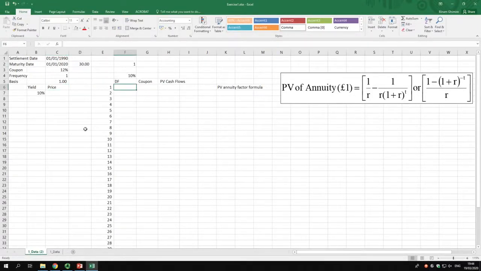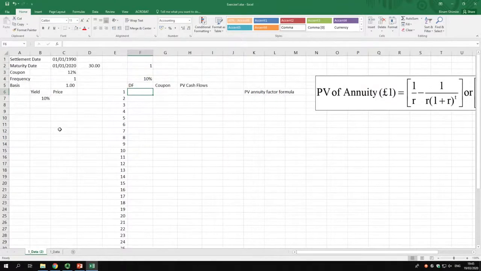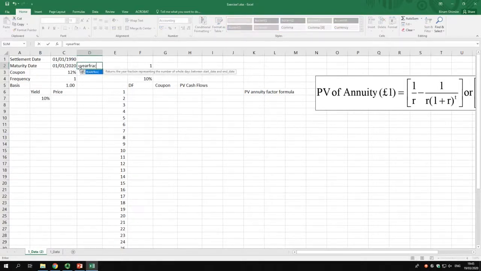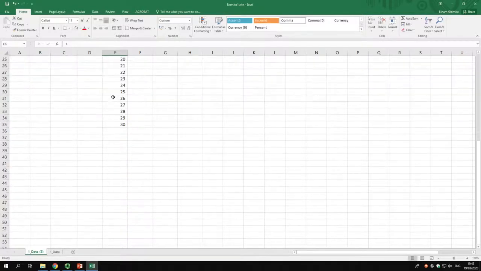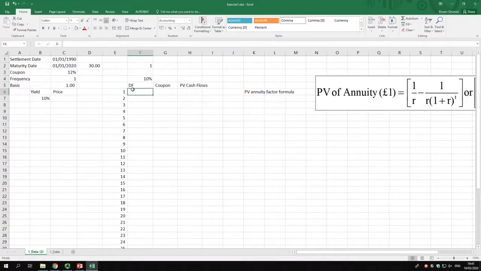To do this, I'm going to show you different ways. The first method is very simple, and that will also help you to understand the other methods. So basically you need to understand what we've got in this question. This is the period of the bond. Using these two different dates, you can find out the number of years, for which you need to do equal YEARFRAC of start date and end date. So that gives you 30. That's 30 years, so I have 30 different periods here.